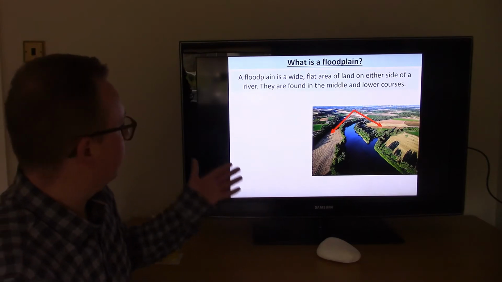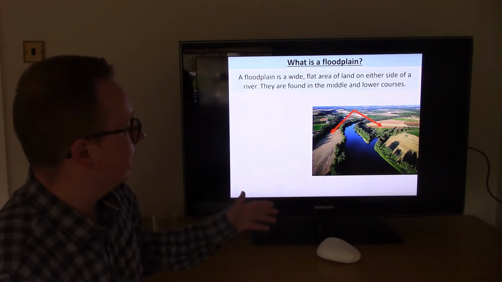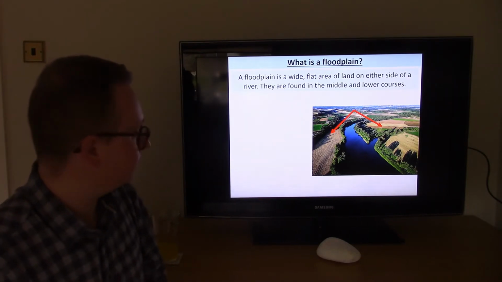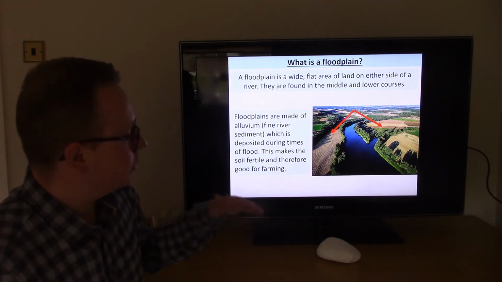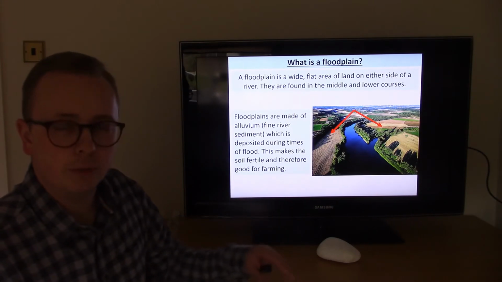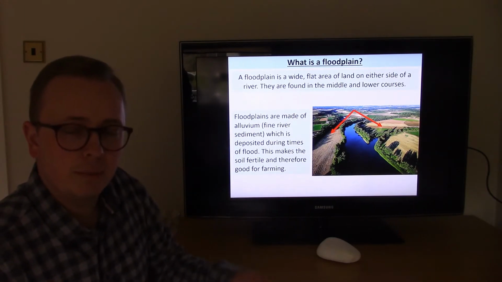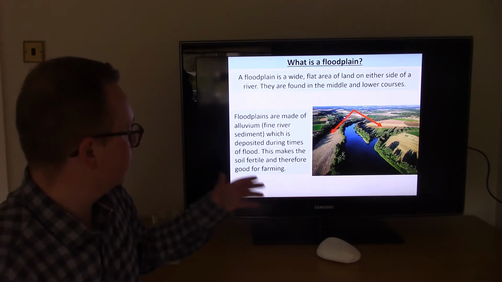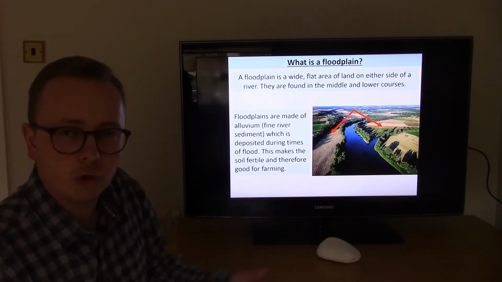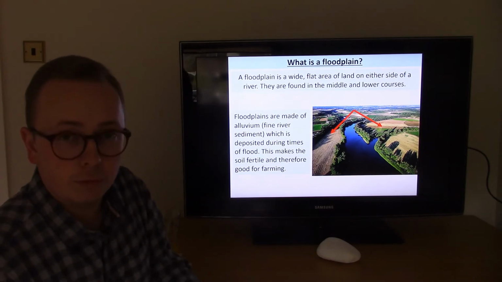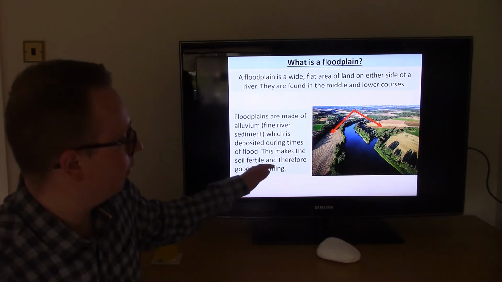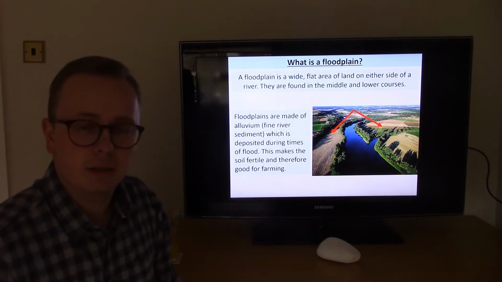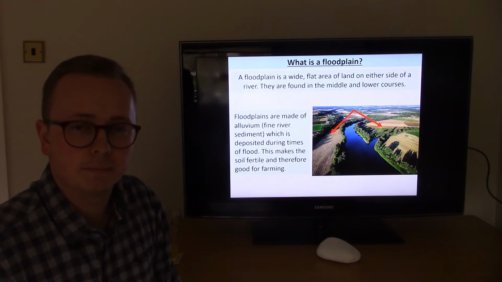So what's a floodplain? Well, it's a wide flat area of land either side of the river. We find these in the middle and lower courses. And floodplains themselves are made up of layers of alluvium. That's fine river sediment that builds up in layers every time you have a flood. That's particularly useful because alluvium helps to make the soils rather fertile, makes it good for farming, and so often in areas where we've got big floodplains we see productive farmland. So we'll now take a little look at how these features form.